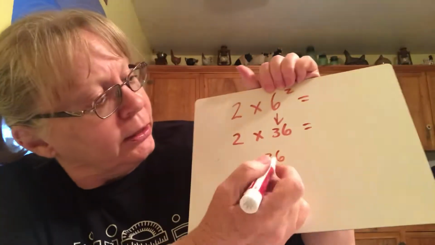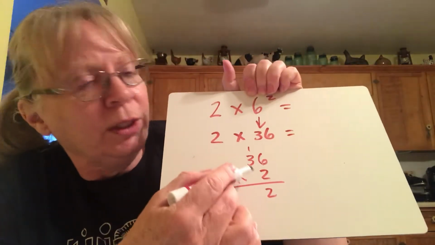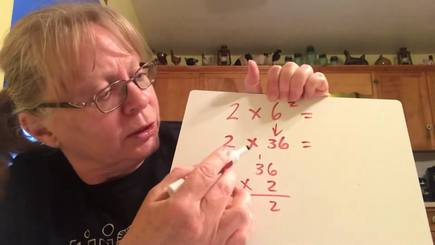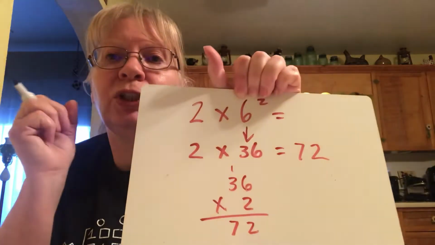Okay? So 6 times 2 is 12. Put down the 2, carry the 1. 3 times 2 is 6, plus 1 is 7. So my answer is 72.